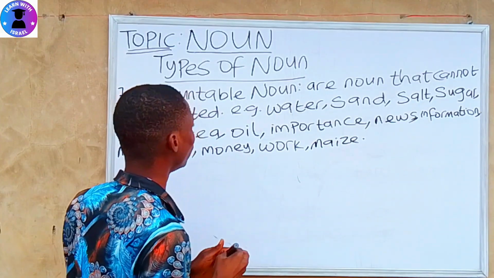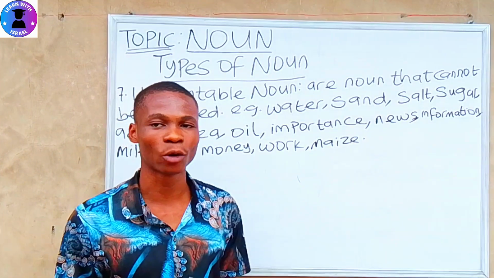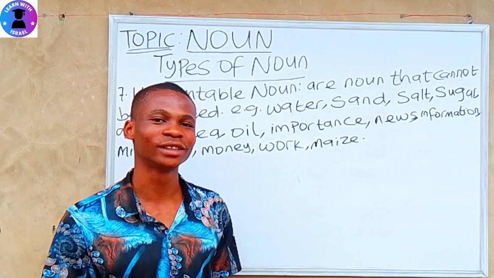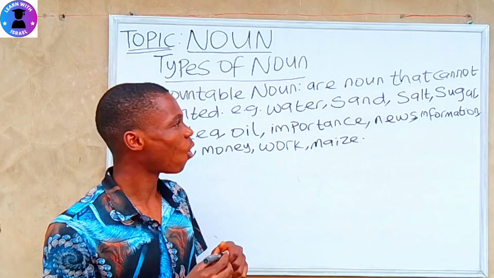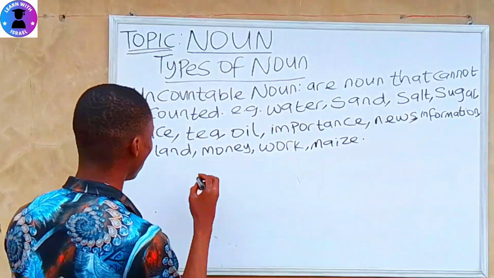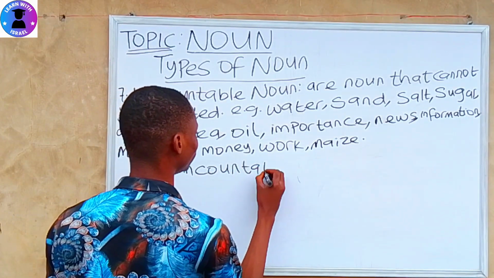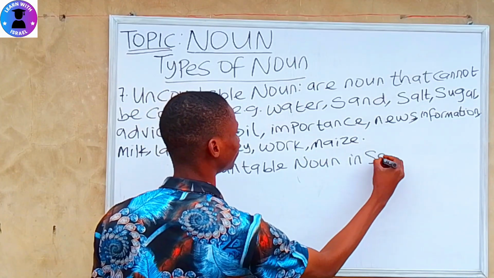We also have maize. Maize is also uncountable. Yeah. So now we'll be treating a very important subtopic. You cannot afford to miss this. This is part of the reason I am making this video. You cannot afford to miss this part. Uncountable noun in sentences.